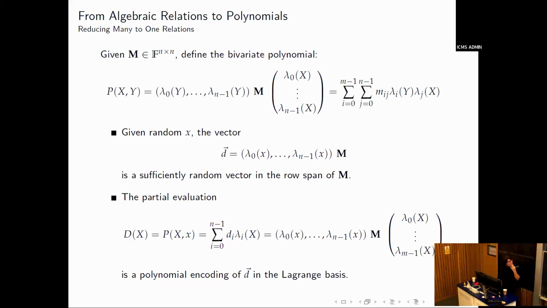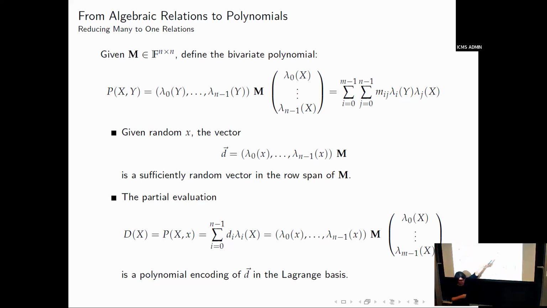I think I'll skip this. So the idea is that you can encode a matrix as a bivariate polynomial. And then if you do a partial evaluation of this polynomial, what you get is a row vector that's sufficiently random in the space of the matrix.